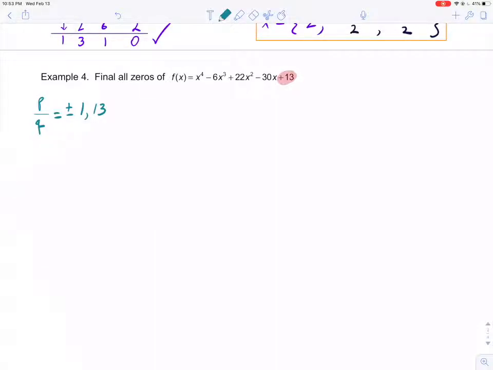And then we're going to divide by 1, which means I don't really need to write it. We just have positive and negative 1 and positive and negative 13. So we have 4 possibilities. So let's jump in. I started with 1 for all the other ones, so let's start with 1 here. If I plug 1 in, where I try to divide by 1, then my coefficients are 1, -6, 22, -30, and +13.